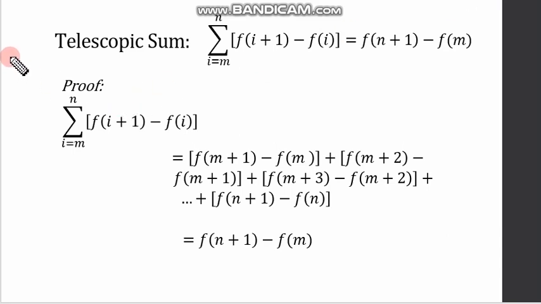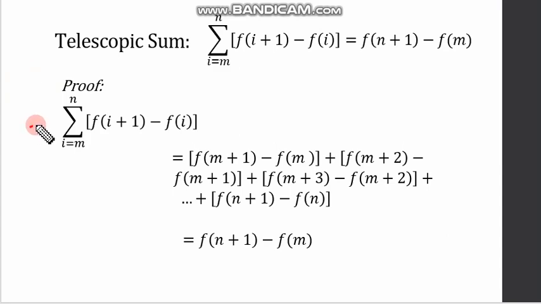Another very useful property is the telescopic sum. The sum of f of i plus 1 minus f of i from i equals m to n is equal to f of n plus 1 minus f of m.